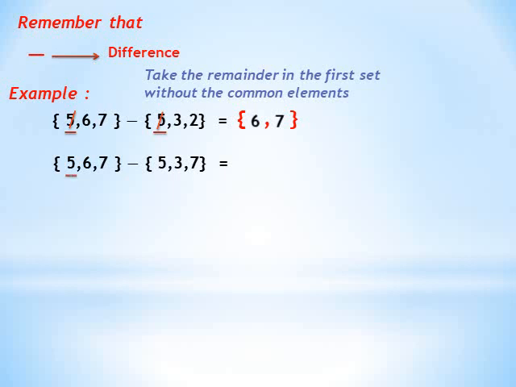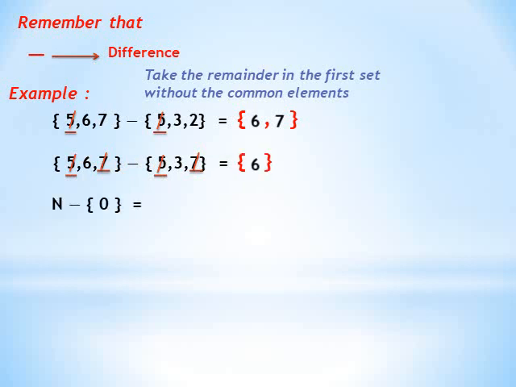So mister, that's a common here. 5 and 5 and 7. I will cancel 5. What about 7 and 7 here? I will cancel them again. So I will take the remainder in the first set. Don't forget that. I take the remainder in the first set. So I will take 6 only here between braces of set.